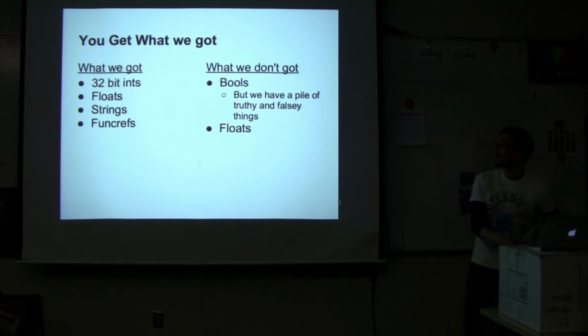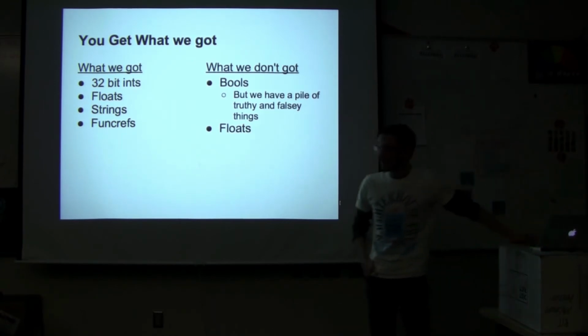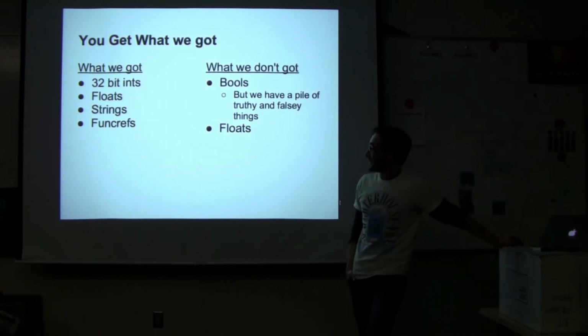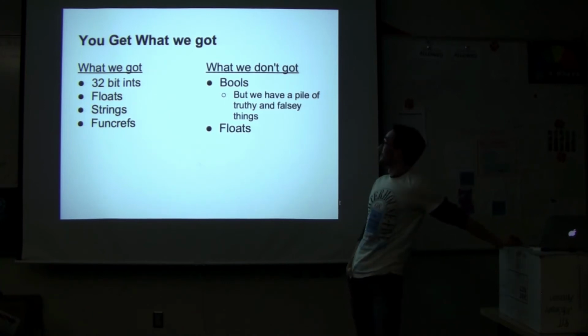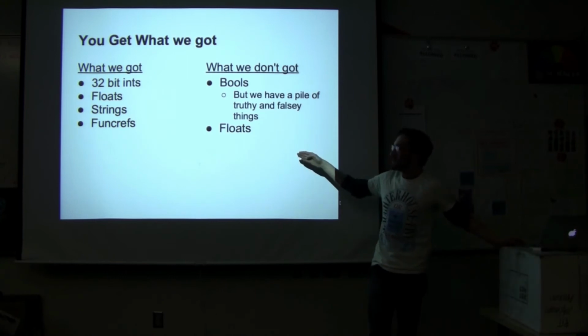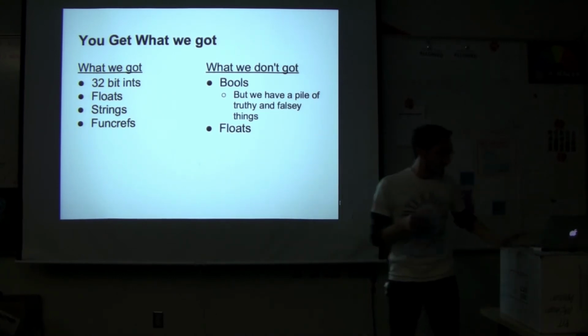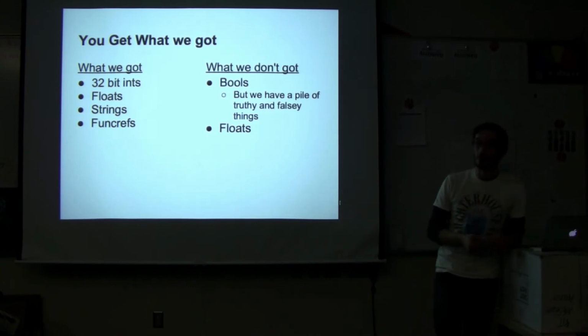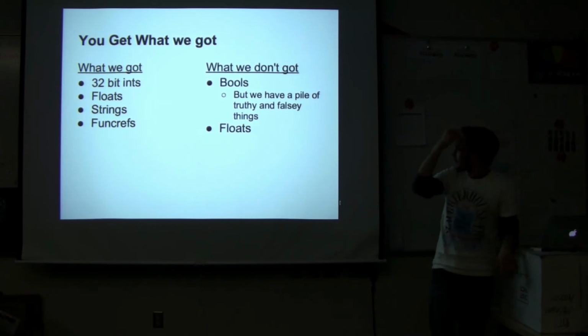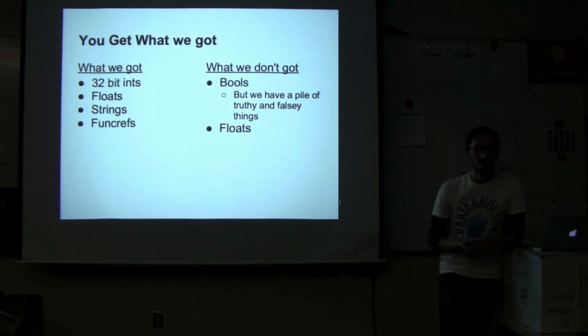You get 32-bit integers. You get floats unless you don't. You get strings and you get function references, which is what it sounds like. It's a reference to a function. What I mean by you get floats but you also don't get floats is you have to explicitly be using a version of Vim that has been built with float support. And I don't entirely know why, but I don't think it's standard. If you can come up with a reason justifying that, more power to you.